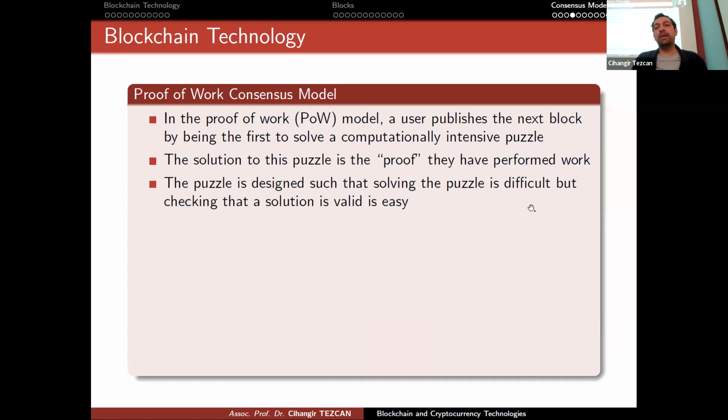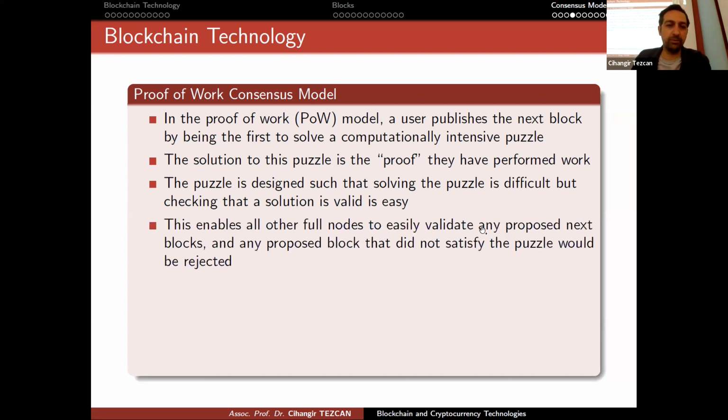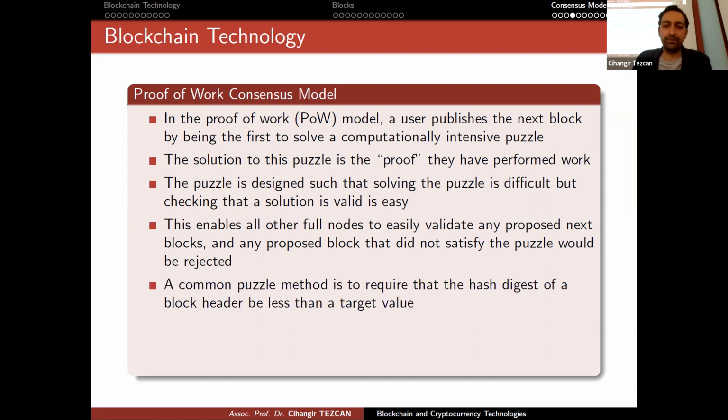Versus in Bitcoin, in general, the whole participating miners have to work around 10 minutes to solve it, but we can just take the hash of the block and check if it is valid or not, which takes microseconds. So this is very important. This enables all other full nodes to easily validate any proposed next blocks, and any proposed block that did not satisfy the puzzle would be rejected.